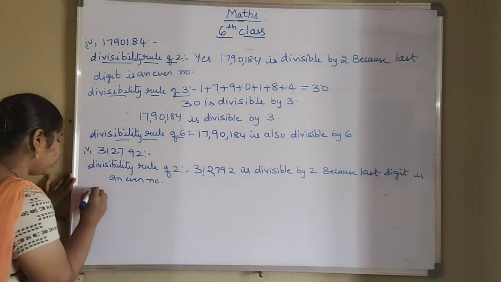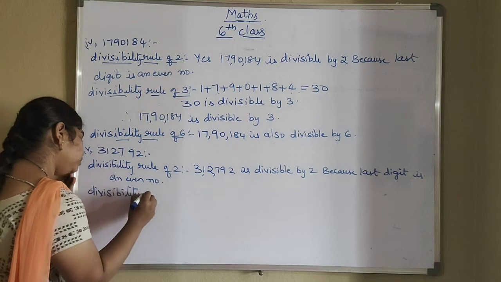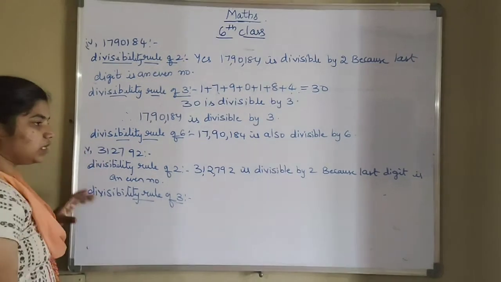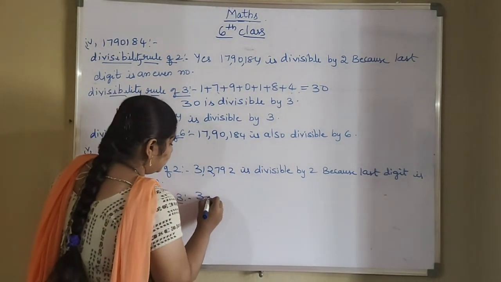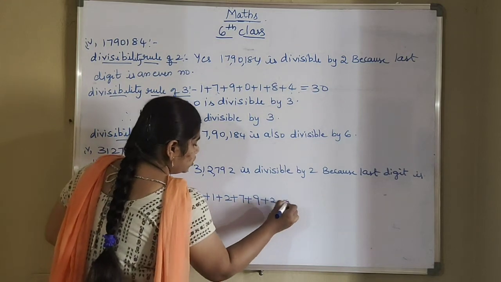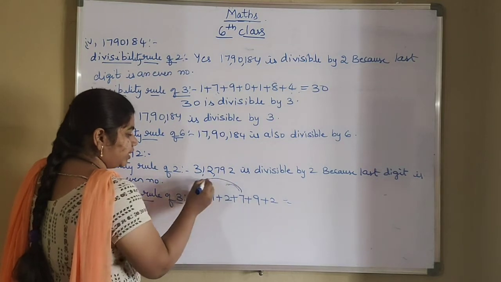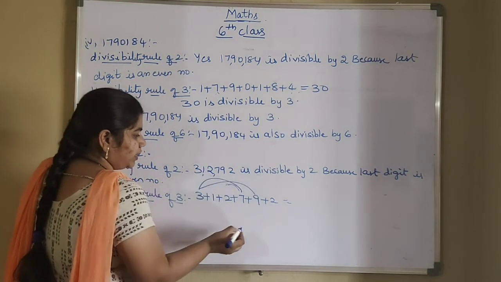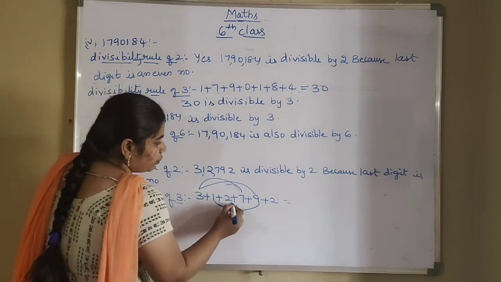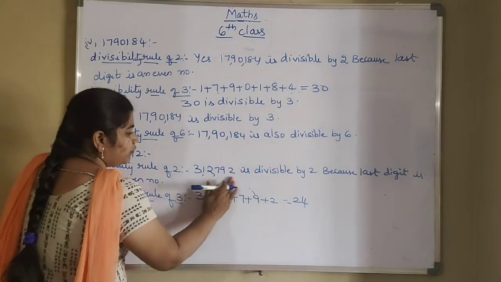Next, divisibility rule of 3. So what is the divisibility rule of 3? Sum of all digits. Add all the digits. 3 plus 1 plus 2 plus 7 plus 9 plus 2. So if you add, how much will you get here? 7 plus 3 is 10. 10 plus 9 is 19. 19 plus 1 is 20. 20 plus 2 is 22. 22 plus 2 is 24. So 24 is a multiple of 3. So it will be divisible.